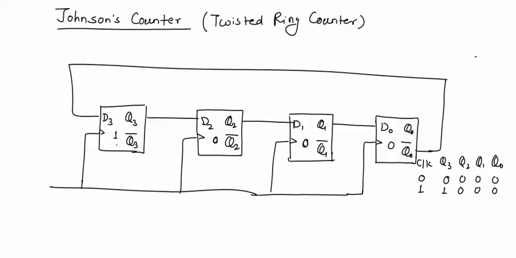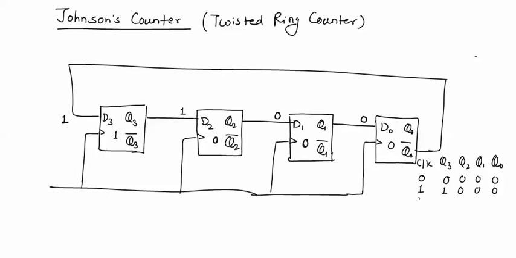Now the first flip-flop has logic 1 stored in it. This logic 1 will be input to the next flip-flop. This logic 0 will be input to the next flip-flop. This logic 0 will be input to the next flip-flop, and as this flip-flop stores logic 0, Q0 bar is logic 1, and this logic 1 will be available at the input to D3.